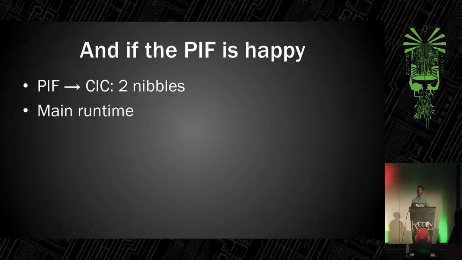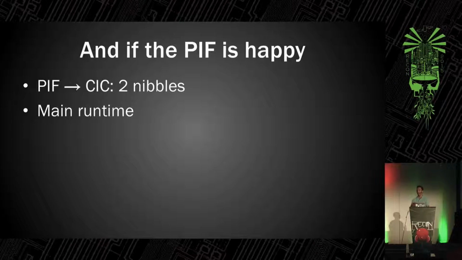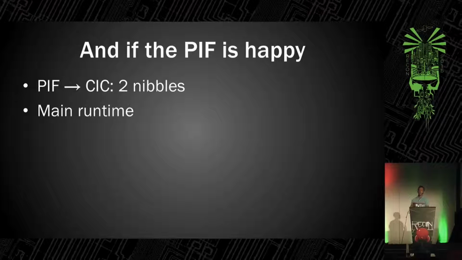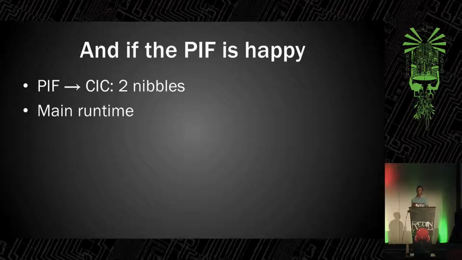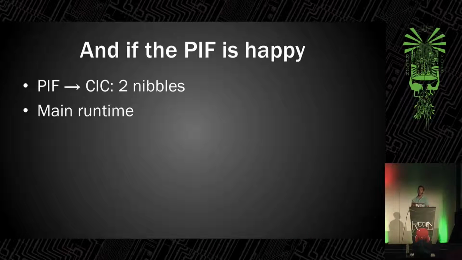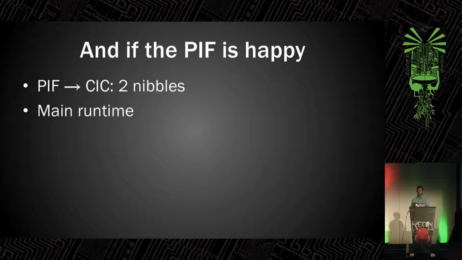At any point in this process, the PIF can decide that it's not going to allow the console to boot and just cause the console to freeze, and the CIC will just sit there waiting forever. If the PIF does like what it sees, it sends the CIC 2 nibbles of data to kind of precede memory, and then both chips enter the main runtime.